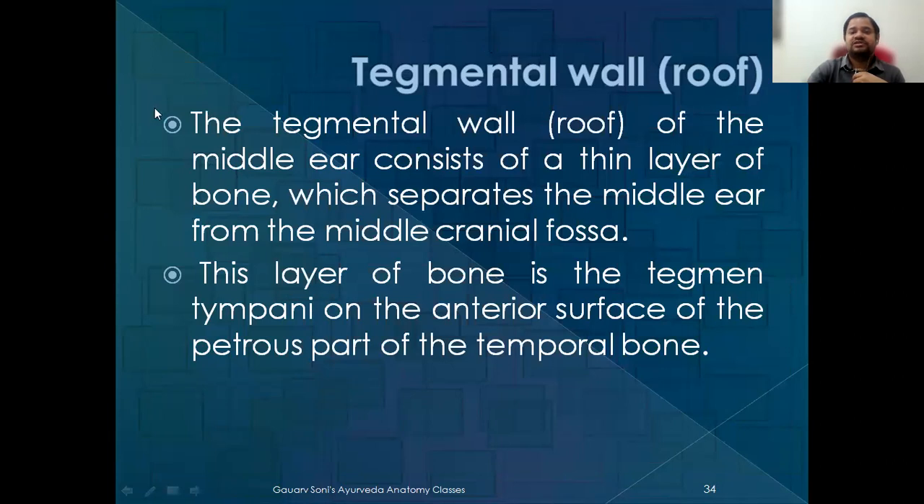Then, first of all, the roof, the tegmental wall. The tegmental wall of the middle ear consists of a thin layer of bone which separates the middle ear from the middle cranial fossa. So the separating thing is a bone which is thin. This layer of bone is actually the tegmen tympani, that's why the name tegmental is there, of the anterior surface of the petrous part of the temporal bone. So always remember, the bony thing which is present in proximity to the middle ear is the temporal bone only, and especially here it is the petrous part of the temporal bone.